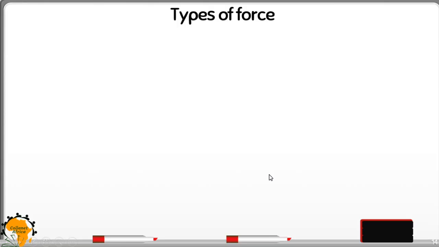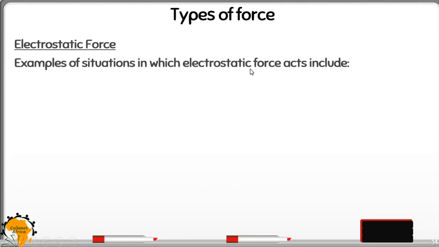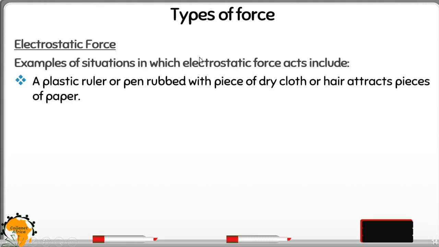Then we move to electrostatic force. We give examples of situations. We have a plastic ruler. When you rub it against your sweater or against your cloth, you find that it will attract small pieces of paper. When you rub, you create charges, and those charges are the ones that are responsible for the attraction of pieces of paper.